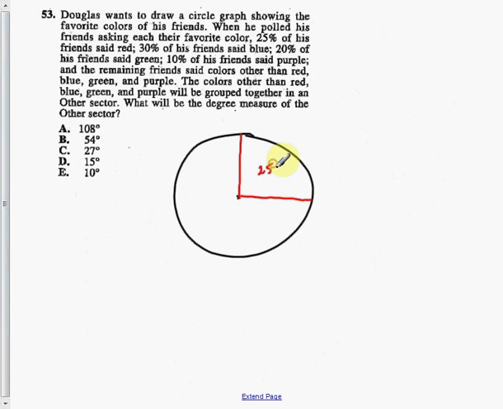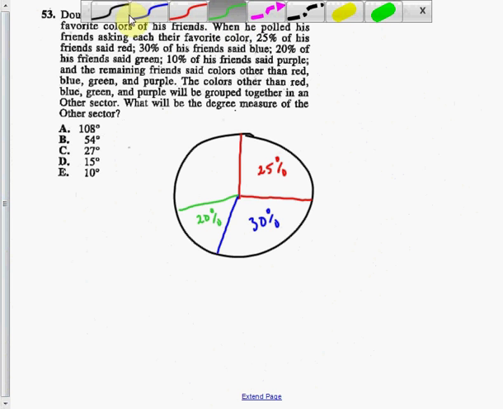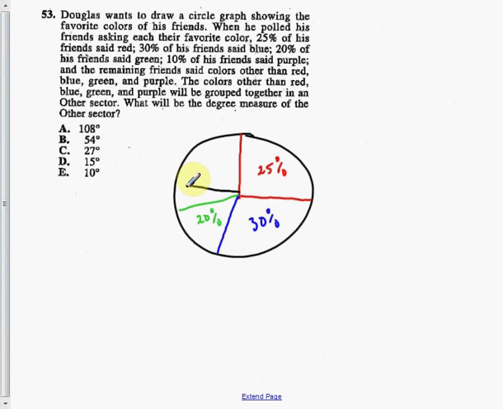So let's say 25% red, 30% blue. So let me get the blue. Then 20% green. And then 10% purple. I don't know if I had purple in there. No, we don't. So we just said use the black for that. Well, obviously he wants everything to add up to 100%, right? So if you add up all those numbers, then what is that, 85? So we're short 15%.